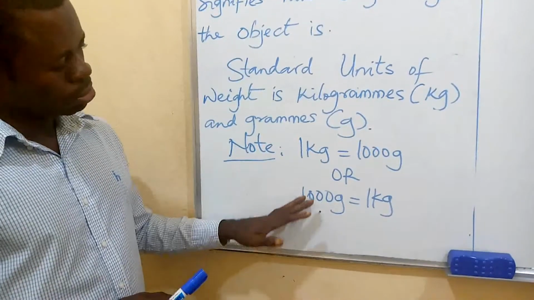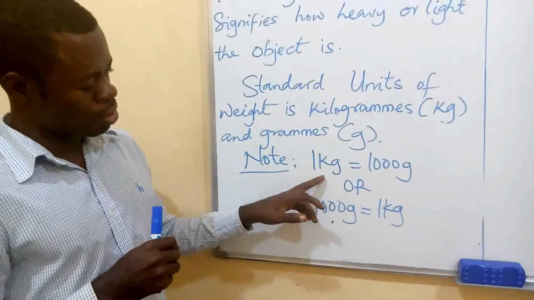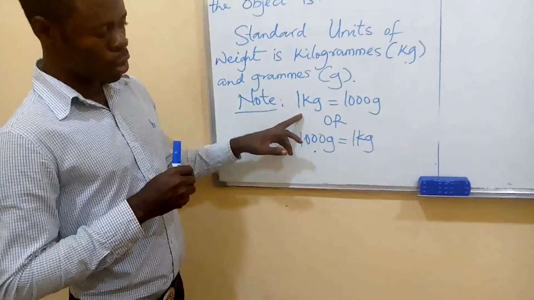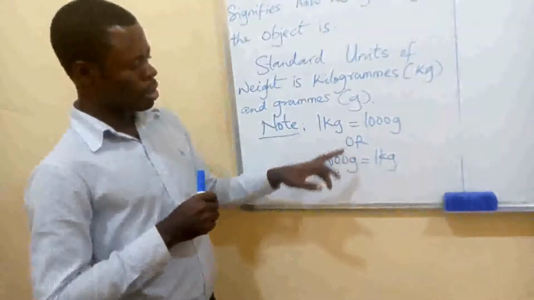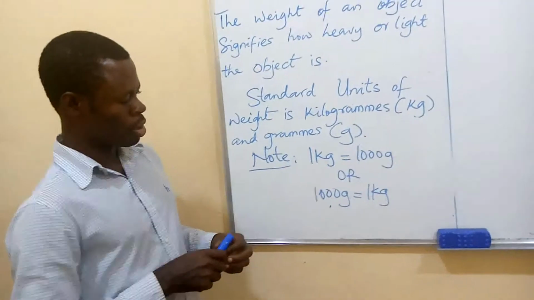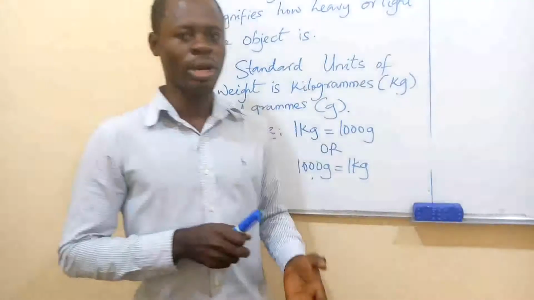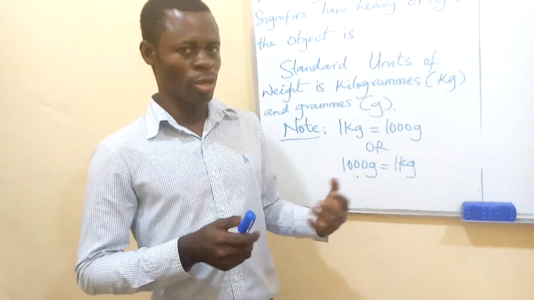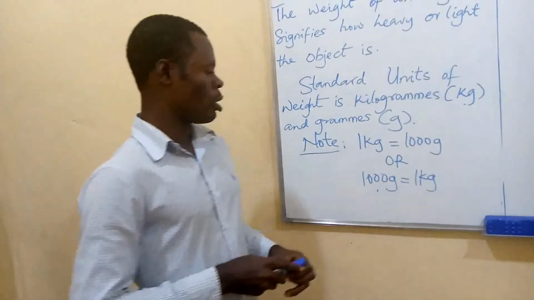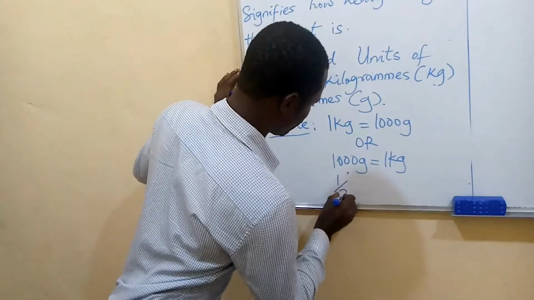And if 1 kilogram is equal to 1,000 grams, then 1,000 grams is also equal to 1 kilogram. Also, if 1,000 grams is equal to 1 kilogram, 2,000 grams will be equal to 2 kilograms, and 3,000 grams will be equal to what? 3 kilograms.